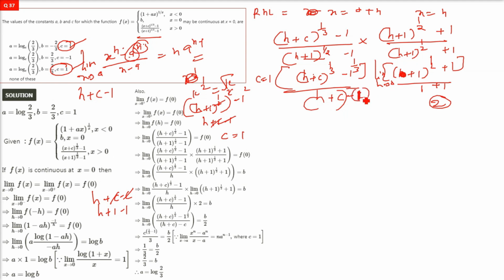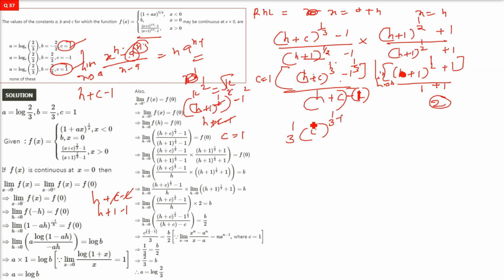So once you have h plus c minus 1 in the denominator, it takes the form of x raised n minus a raised n by x minus a. Okay? So this is going to be n a raised to the power n minus 1, that is 1 by 3, 1 to the power, that is c is basically here, 1 to the power 1 by 3 minus 1. 1 by 3 minus 1 is minus 2 by 3.